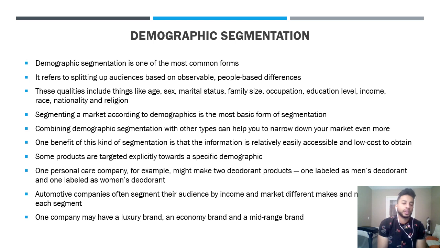One company may have a luxury brand, an economy brand, and a mid-range brand, right? We know Volkswagen owns a bunch of different companies. They own Porsche, Lamborghini, Audi, and Volkswagen. So there's obviously their lower brand, mid brand, and high brand, right?